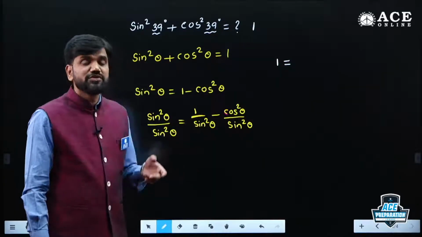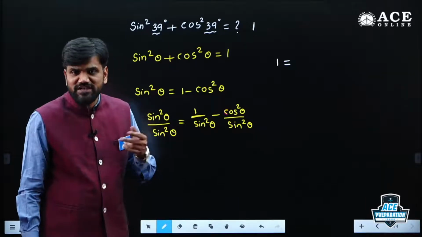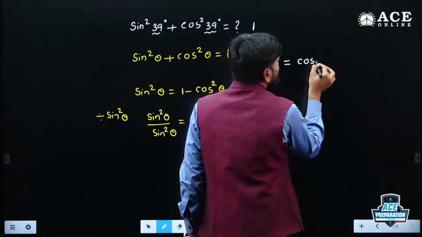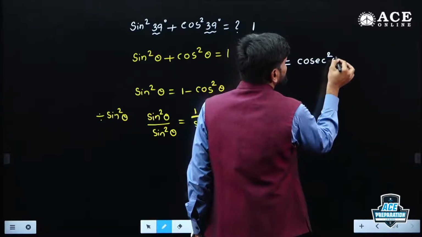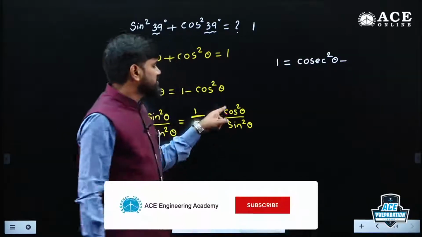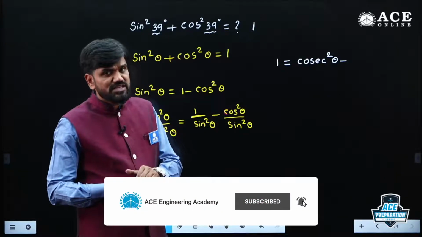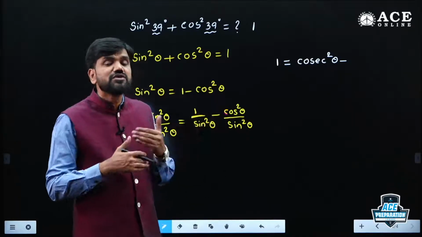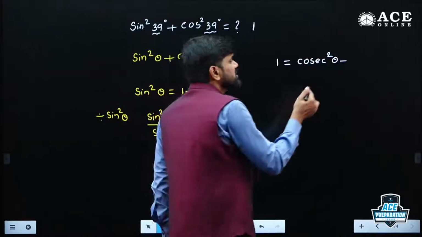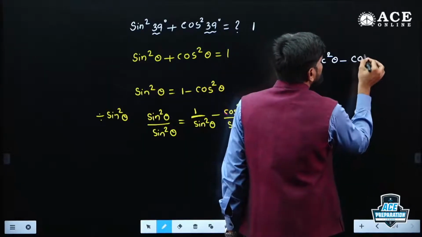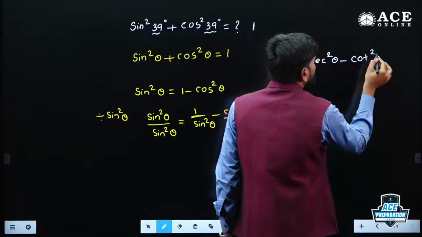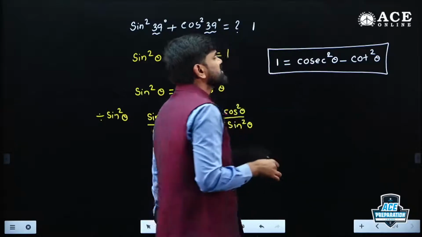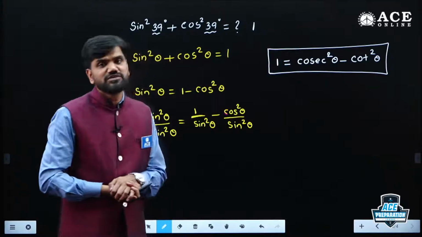1 by sin square theta. We know that 1 by sin theta is equal to cosecant theta. So 1 by sin square theta will give you cosecant square theta minus cos theta by sin theta. Cos theta by sin theta is nothing but cot theta. Cos square theta by sin square theta will give you cot square theta. Hence this is cosecant square theta minus cot square theta. So we know that from this, cosecant square theta minus cot square theta is equal to 1.